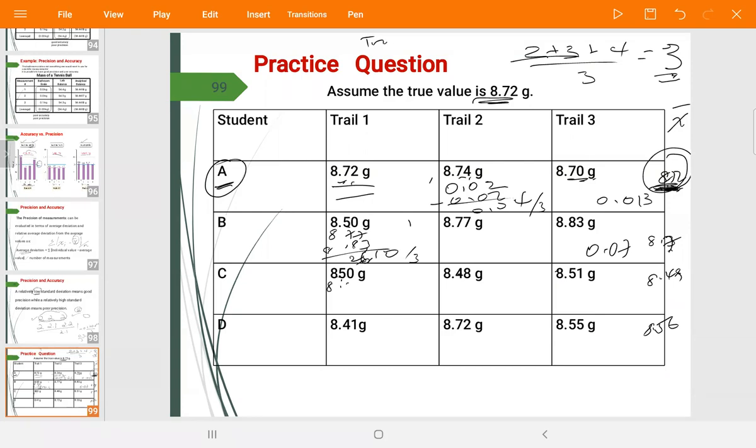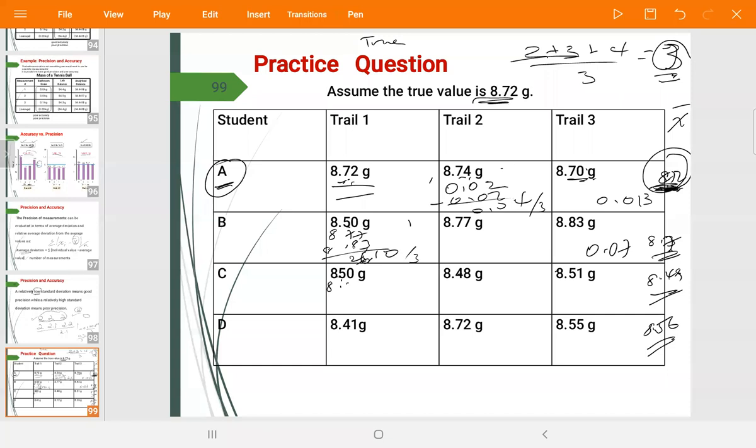For example, if the average comes out as 3, we added these values and then we divided them by 3 to get the average. Then, for example, the average came out as 8.72, and the others 8.7, 8.49, 8.56. Remember, the true value is 8.72.